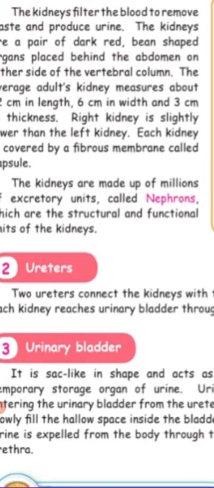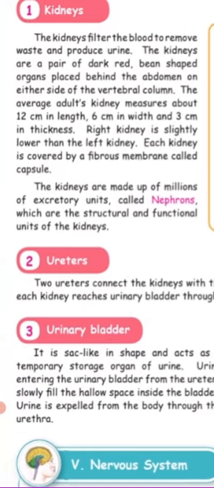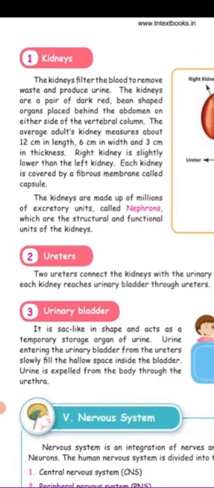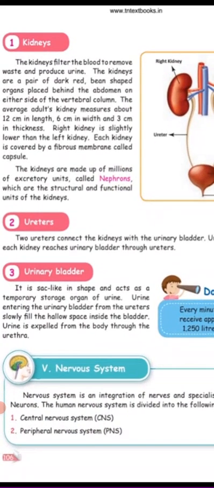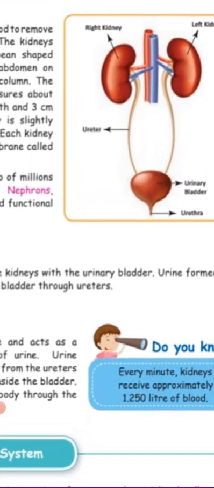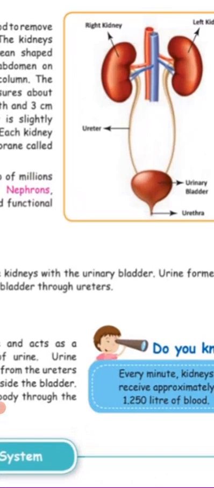The kidneys are made up of millions of excretory units called nephrons, which are the structural and functional units of the kidneys. Next is the ureter. There are two ureters connecting the kidneys with the urinary bladder. Just see the picture, both are connected to the urinary bladder.